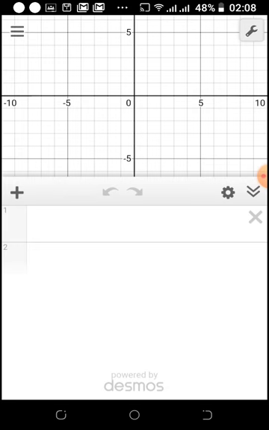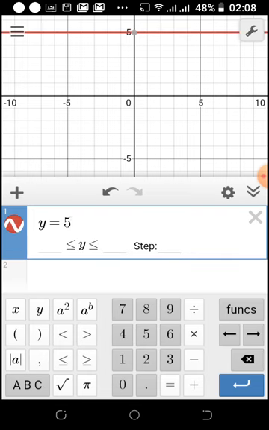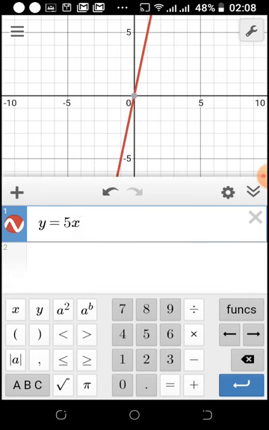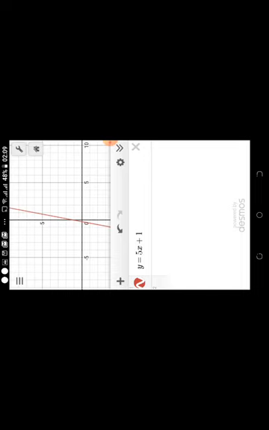A good example of the general form of a linear equation, the equation of a straight line, is this: y equals 5x, let's say plus 1. And if you look at what I've just typed out, the graph has just been plotted.